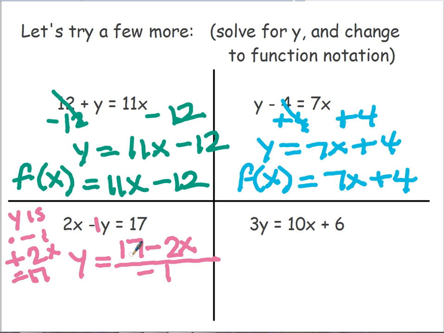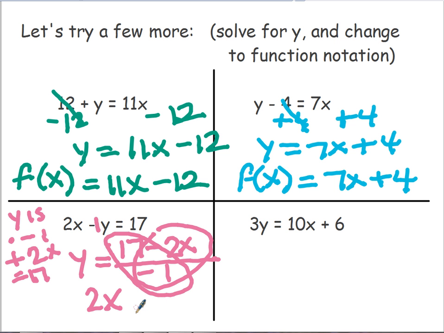I need to simplify this before I can do anything else. So I'm going to take negative 2x divided by negative 1. Negative over negative gives me positive 2x. On this side, 17 divided by negative 1 gives me a negative 17. That's going to equal y. So now to change it into function notation, instead of y, I'm going to write f of x. F of x equals 2x minus 17. I have an equation or a function with a variable x in it.